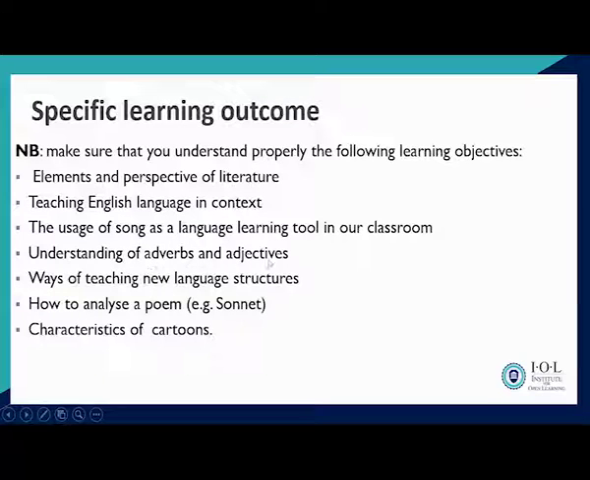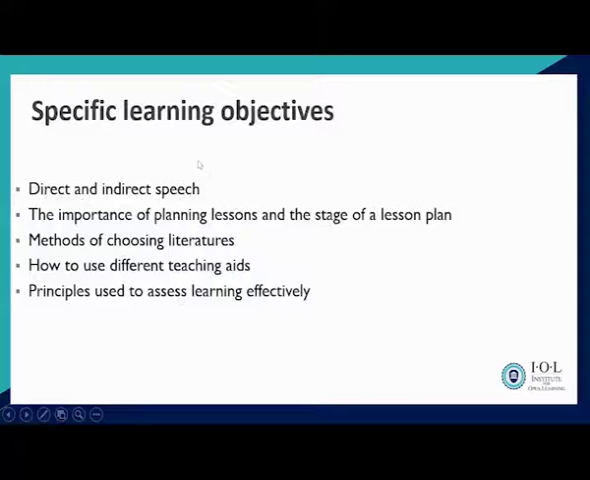Understand verbs and adverbs. Understand adverbs and adjectives. Ways of teaching new language structure. How to analyze a poem. Characteristics of cartoons. Those are the specific outcomes. We are still under specific learning outcomes: the direct and indirect speech, the importance of planning a lesson and the stages of a lesson plan, and methods of choosing literature.